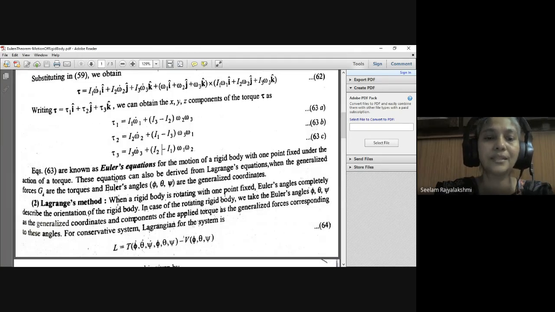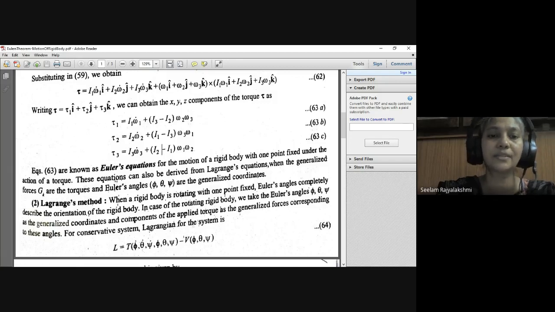So here also let us consider a rigid body which is rotating with one point fixed. Euler's angles completely describe the orientation of the rigid body. Already we have seen the Euler's angles, and here we are considering the rigid body rotating with one point fixed. In the case of the rotating rigid body, we take the Euler's angles. Already what are the Euler's angles? We have described phi, theta, psi as the generalized coordinates, and the components of the applied torque as the generalized forces corresponding to these angles.